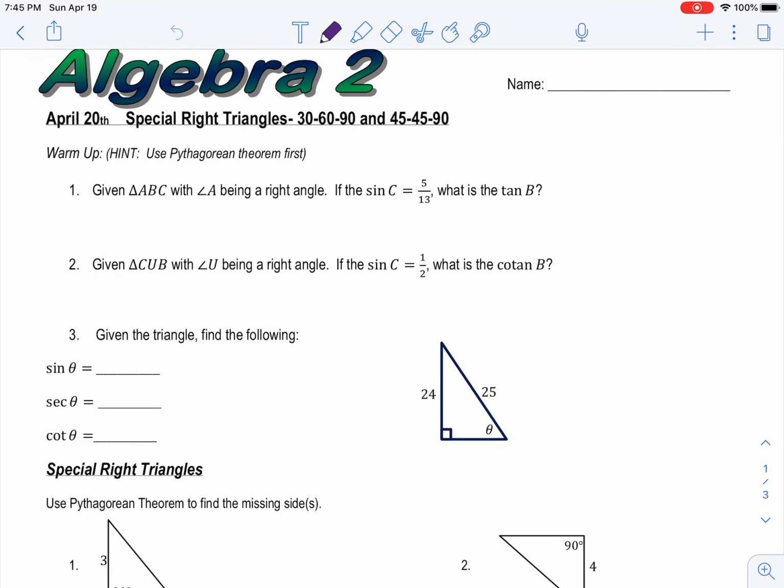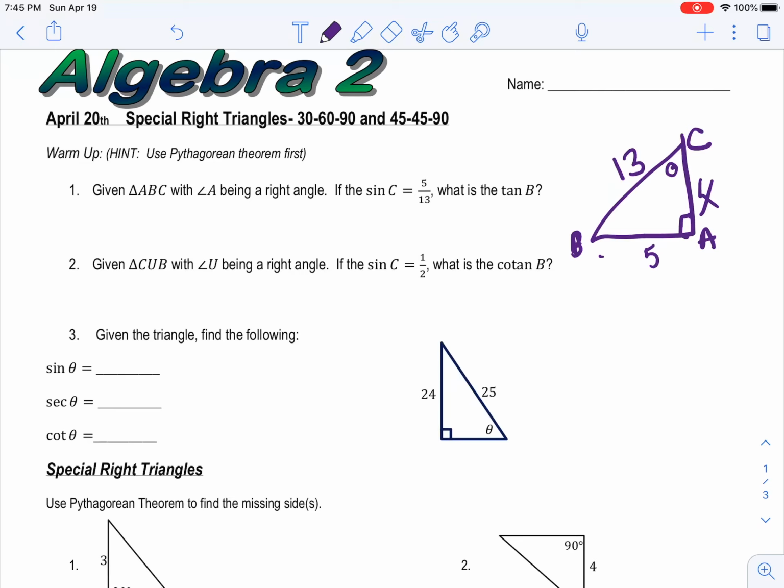So given triangle ABC, I'm going to make a right triangle, A being the right angle. So ABC this way. If sine of C, so we're going to use this angle here. Sine is opposite over hypotenuse. What is the tangent of B? So we need to find this piece over here.